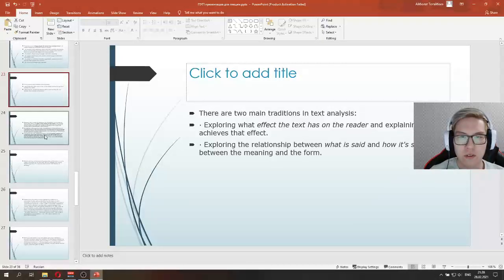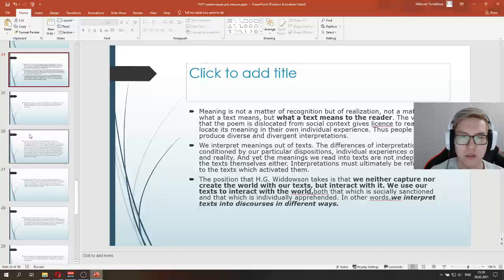There are two main traditions in text analysis. First, exploring what effect the text has on the reader and explaining how it achieves that effect. And second, exploring the relationship between what is said and how it's said, between the meaning and the form. Meaning is not a matter of recognition but a realization, not a matter of what a text means, but what a text means to the reader.